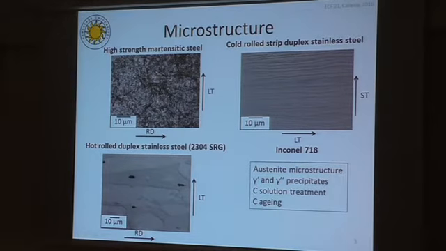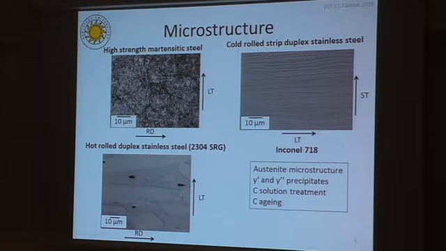The microstructure pictures have all been taken from the cross section of the specimen that was perpendicular to the loading direction. Here, for the martensitic steel, the microstructure mainly consists of martensitic needles. The specimens for this material were taken from the short transverse direction compared to the rolling direction.